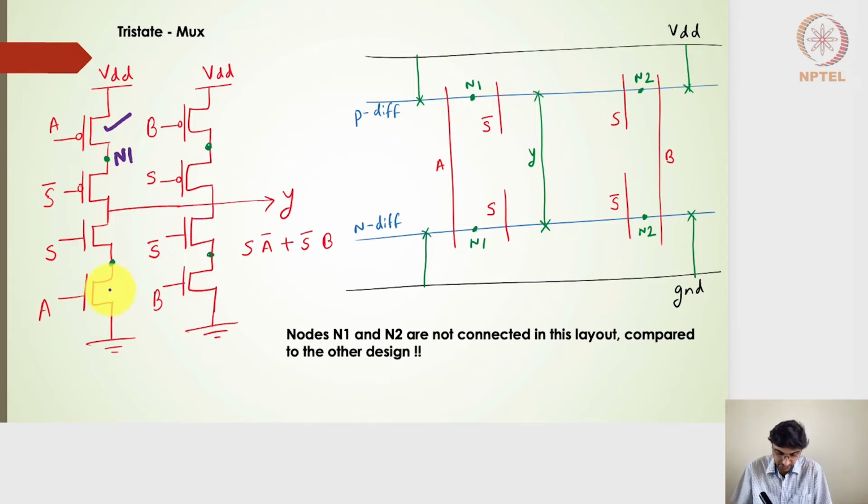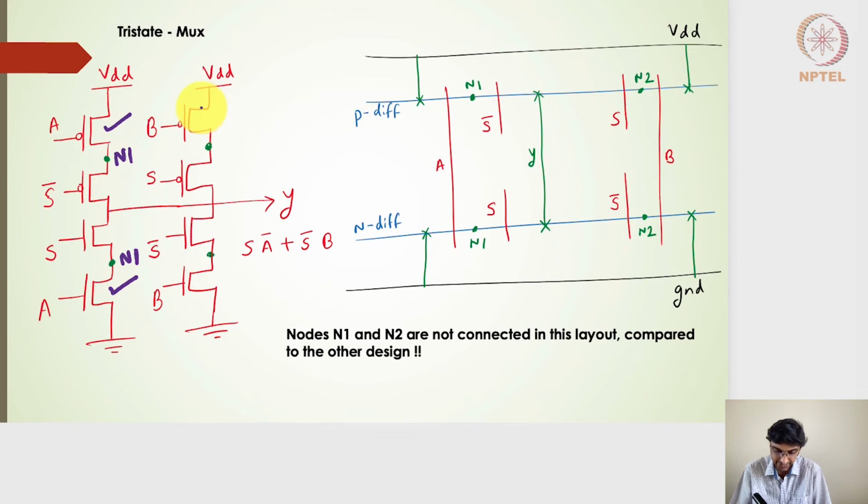And if I pick this particular transistor now on the NMOS side, on the N diffusion side, I have the polysilicon gate, and on one side it is, I'll write it as N1, and on the other side it is the ground. So this is completed.